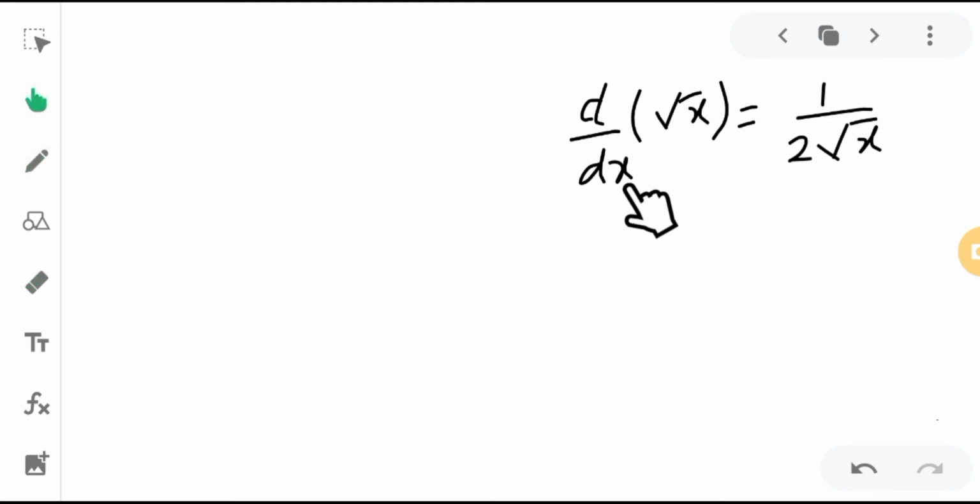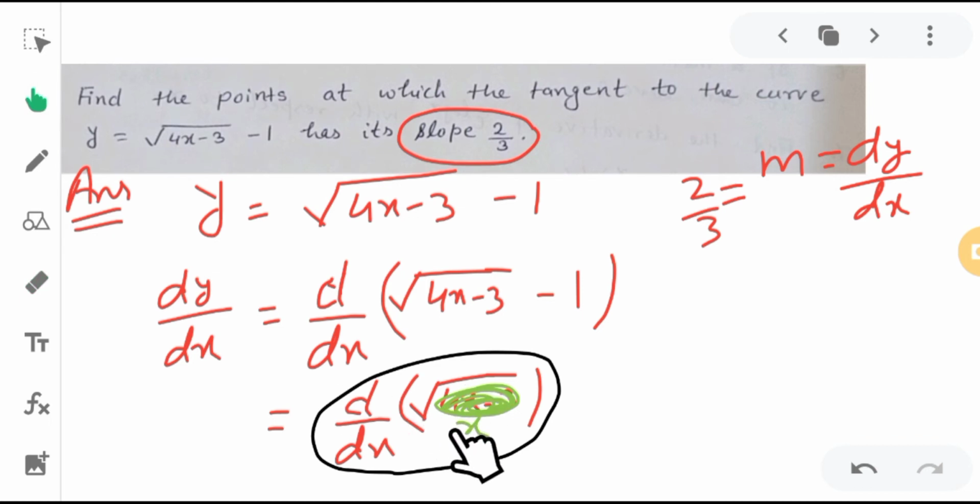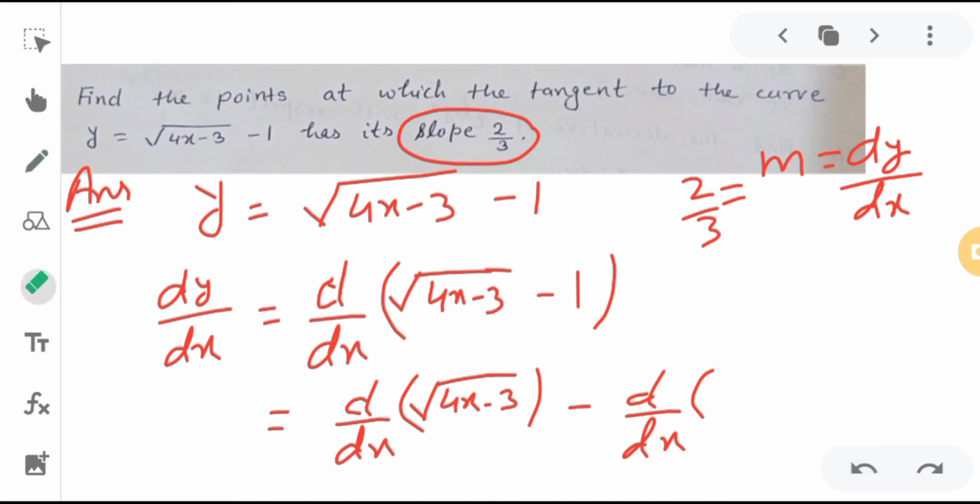This formula I will use: the derivative of square root of x is 1 upon 2 root x. But here this is not square root x, this is square root of 4x minus 3. I explained in the previous video that I will assume 4x minus 3 as x. The derivative of the constant is 0, so I will remove that, and you can write directly. I will focus on this. So the derivative of root x, using this formula, is 1 upon 2 root x. So I will write 1 upon 2 root x.